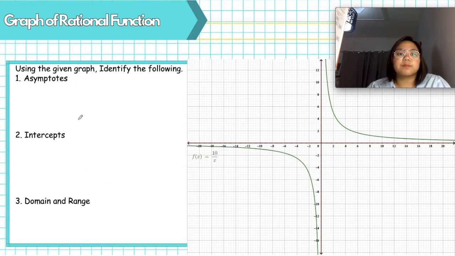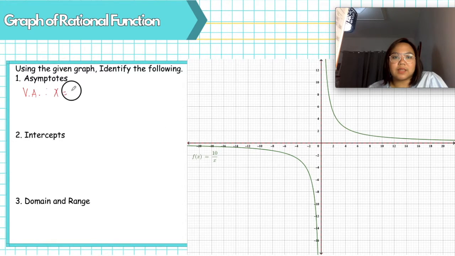Okay? So next, again, given the graph, identify the following. So for the asymptotes, as you can see, the asymptotes are the x and the y-axis. So first let's have the vertical asymptote. The vertical asymptote is this one, the y-axis, and that can be written as x is equal to 0. So this is the vertical line, and then x is equal to 0. And then for the horizontal asymptote, that will be y is equal to 0, which is the x-axis.